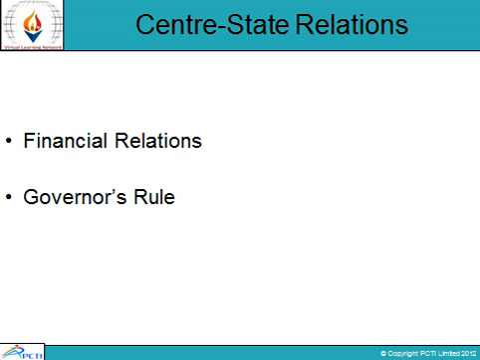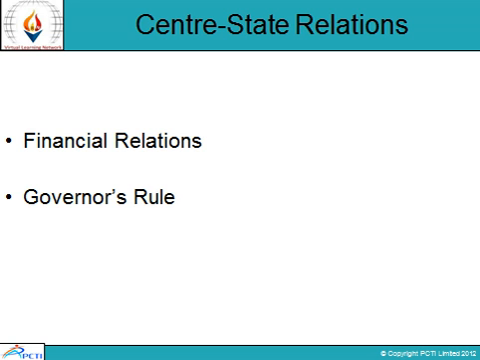Next is the center-state relations. The center-state relations are divided into two parts, financial relations and the governor's rule. So coming towards the financial relations. Another continuous issue is the sharing of financial resources between the center and the states and allocation of central grants to various states. While states have long been demanding the allocation of a larger portion, a new proposition suggested is allocation on the basis of performance.